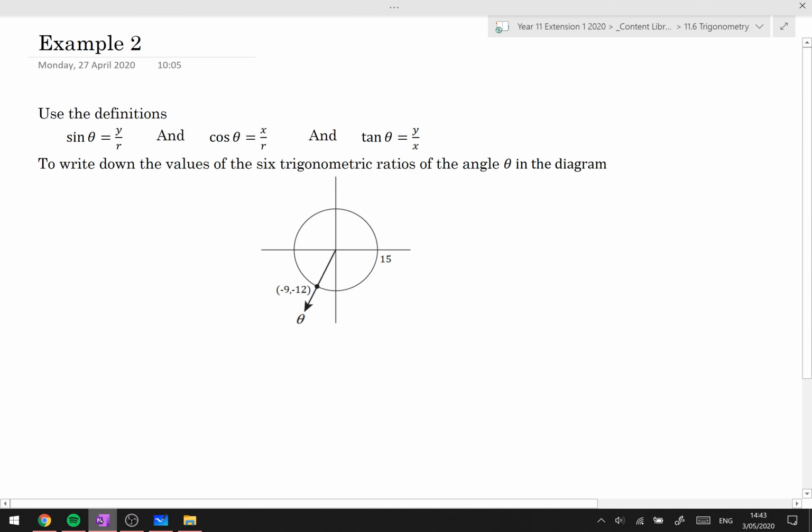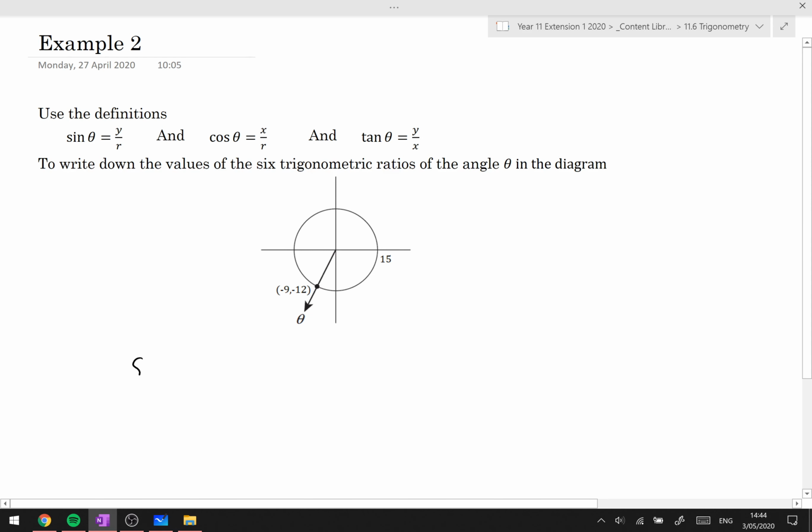So what we're going to look at now is an example of how this is applied. Okay, so we've got a circle here that has a radius of 15 degrees. Okay, and the ray that we've got intersects a point at -9, -12. So using the definition, sine theta is equal to y over r, cos theta is equal to x over r, tan theta is equal to y over x, what we can do is write down the values of the 6 trigonometric ratios of the angle theta in the diagram. We're not asked to find what theta is equal to because we're going to do that later on. We're just asked to find what the ratios are. So this is kind of like the intro to trig lesson that you do in year 9.